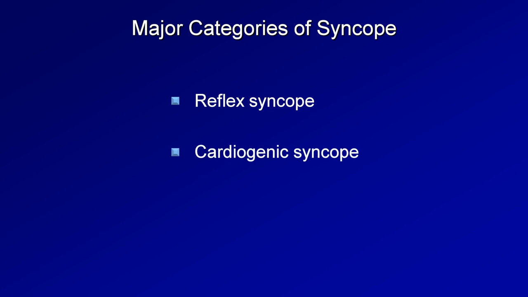The etiologies of syncope have varied systems of categorization. The one which feels the most logical to me is to consider three broad categories: reflex syncope, cardiogenic syncope, and orthostatic syncope. I'll talk about each one at a time.